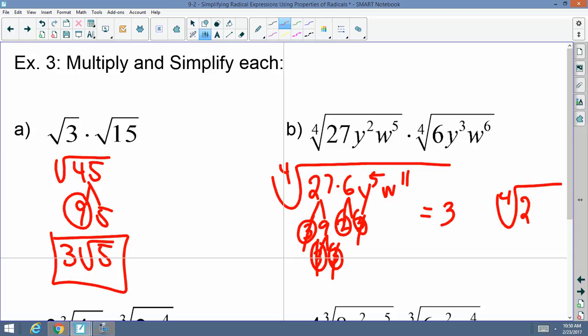Are you with me with just the numbers part right now? Now, how many times does 4 go into 5? One time. I have a y left over. Better be an absolute value because I took an odd out of an even. Remember that y has an exponent of 1. That's an odd out of an even. And then, how many times does 4 go into 11? 2 times. So that's w squared. And I have 3 w's left over.